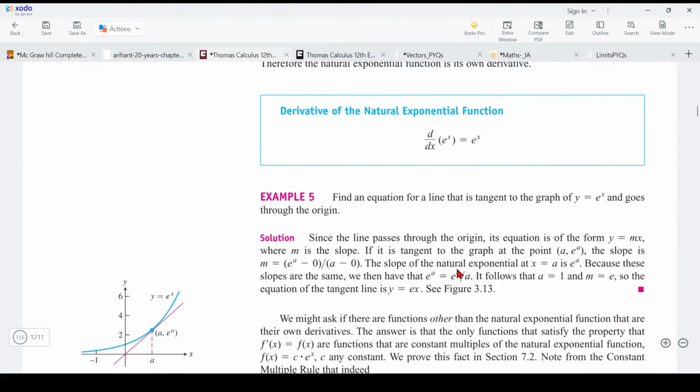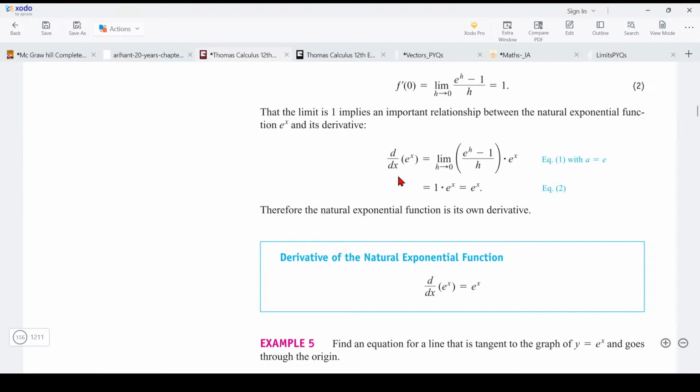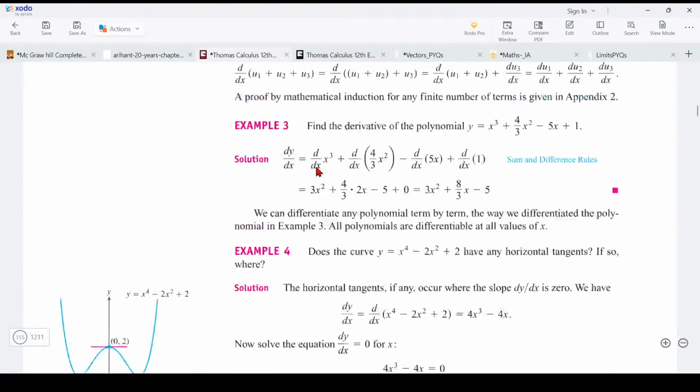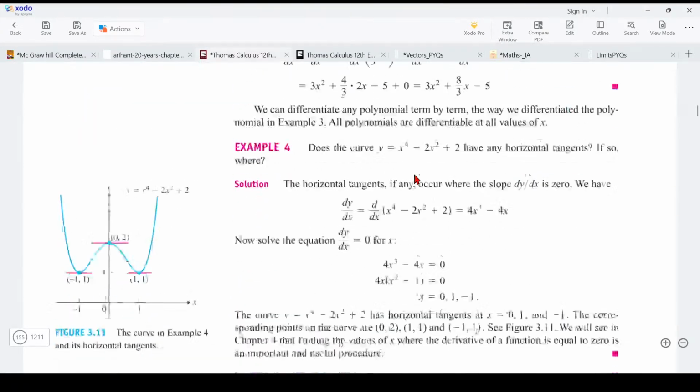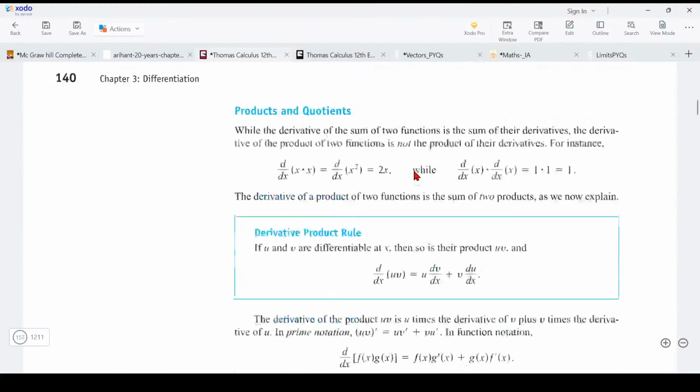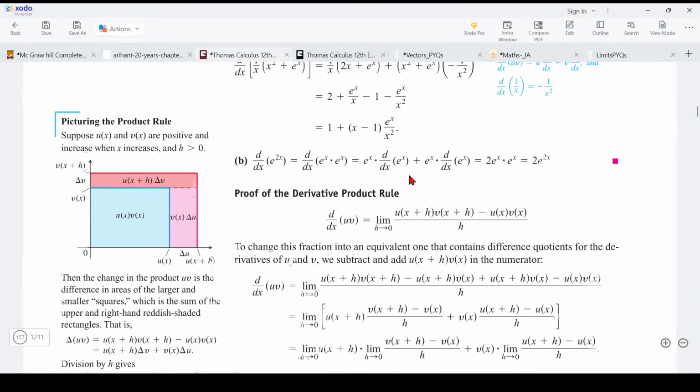So that's why we don't differentiate exponential functions like these powers. The differentiation of x power n is different from a power x.